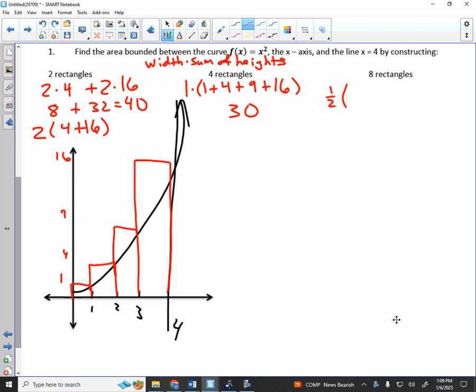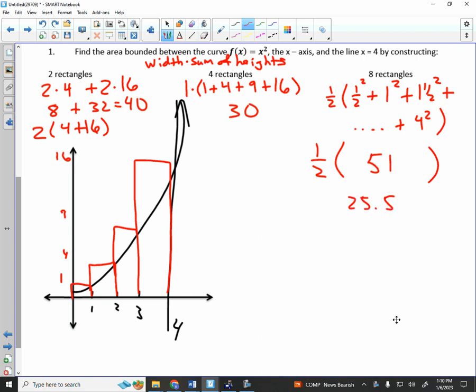1/2 times. What's the first number that you plugged in? 1/2. So you did 1/2 and you squared it. And you plugged in 1 and you squared it. You plugged in 1.5 and squared it. All the way down to 4 and squared it. And so you got 1/2 times. Does anybody remember what the number in the middle was? 51. And 1/2 of 51 was 25.5. So 25.5 is a correct estimation.